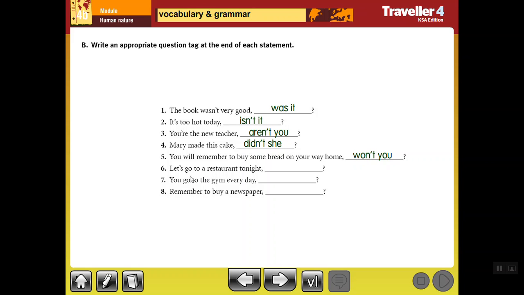Won't you? Let's go to a restaurant tonight. Again, this is a kind of suggestion. Let's go to a restaurant, shall we? You go to the gym every day. This is present simple, so, don't you? Remember to buy a newspaper. This is an imperative. Will you? Or you can say won't you, the abbreviation of will not you. Both are correct.